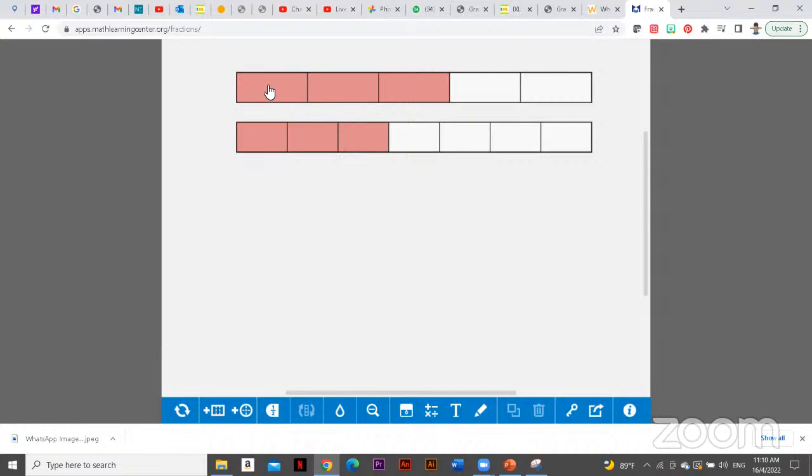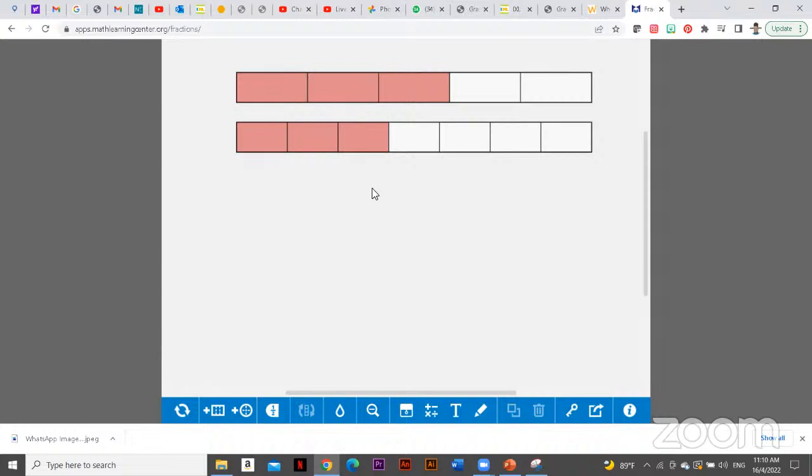But if the denominator is smaller, it means that you have fewer equal parts, and so the parts must be bigger. All right, so we need to think about that when we're comparing this. And so 3/5 is definitely going to be greater than 3/7.